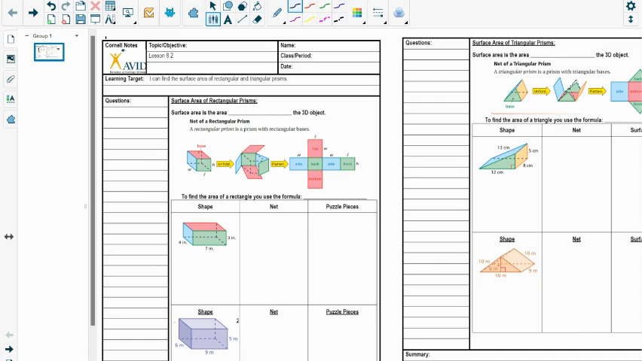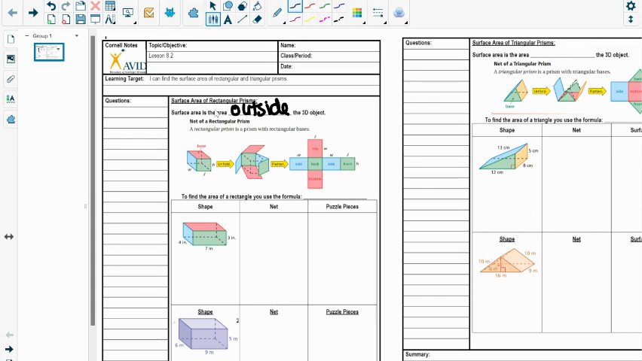So surface area is the area outside of a 3D object. It's like the cardboard of a tissue box. It is like the plastic that goes around the outside of your water bottle. It is the amount of wrapping paper that you use to wrap a gift. So it's the amount of space that is covering the outside of the object.